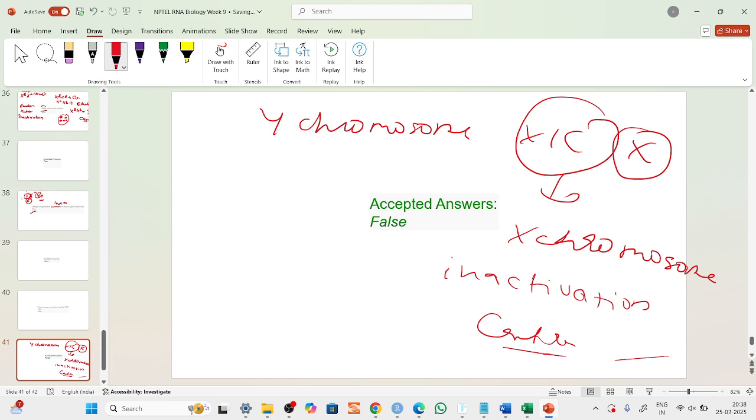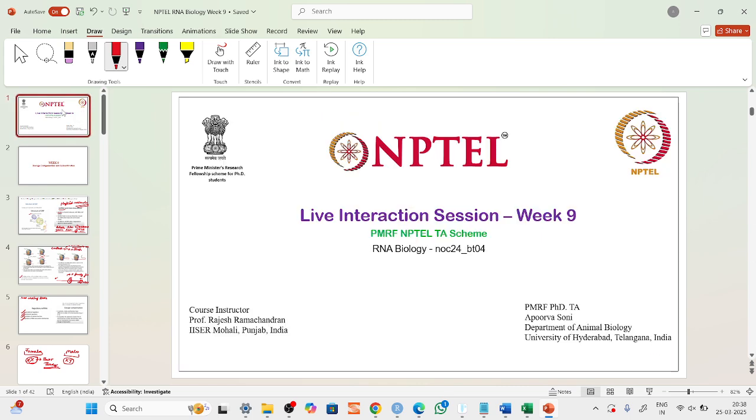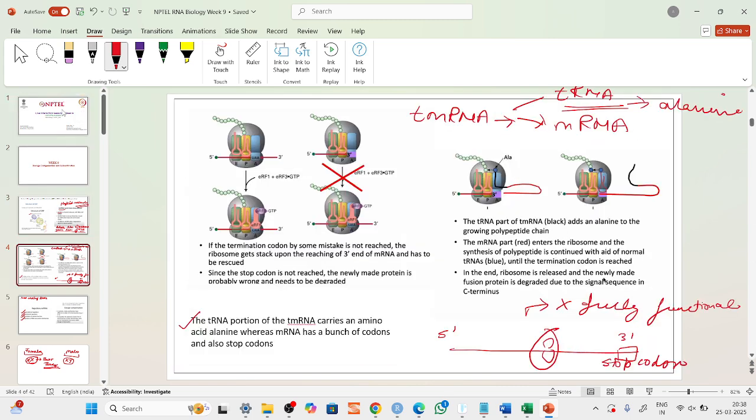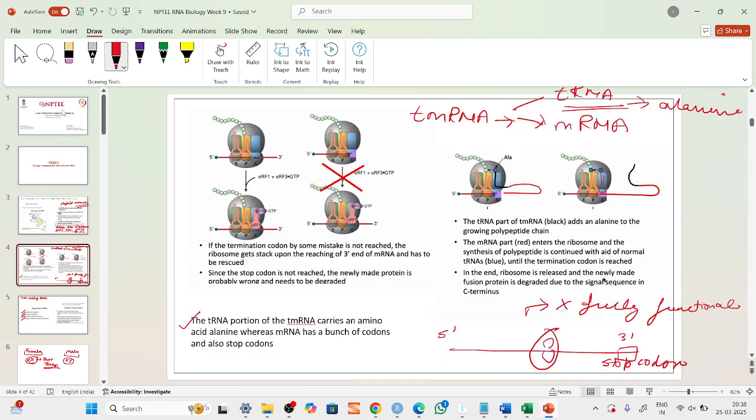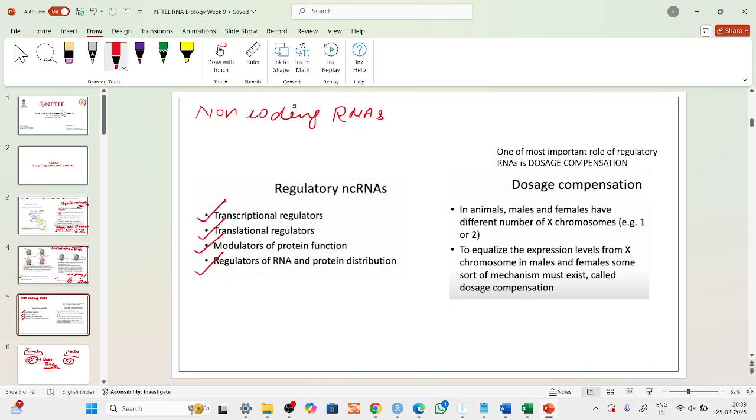Now very quickly, within 5 minutes, we'll summarize what we have learned today, and then we'll call it off for the week. We started with the structure, signal recognition particles, and we studied the tmRNA. tmRNA is a hybrid molecule, half tRNA and half mRNA, and we studied how it helps in degrading incompletely made mRNA and dissociating the ribosome from it.